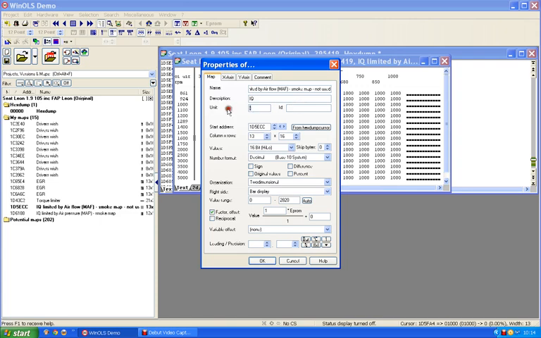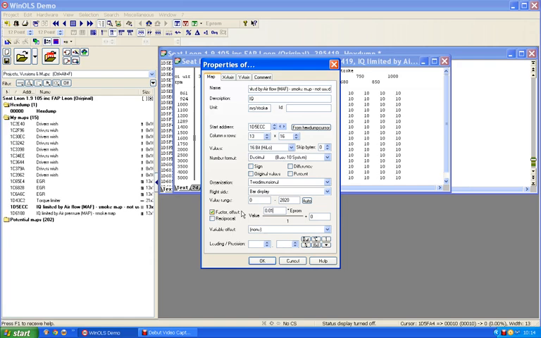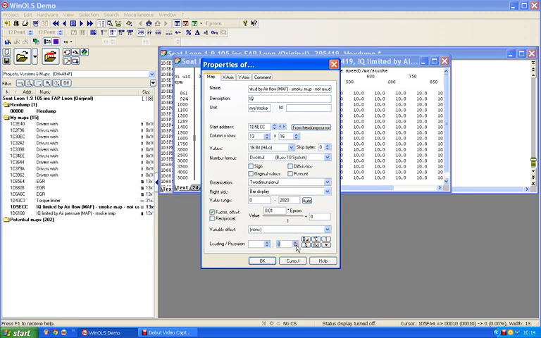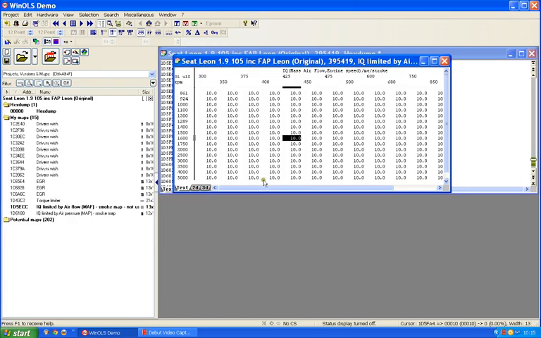Right, so what we've got coming out of this map obviously is injection quantity, so I'm just going to call that IQ. I'm going to put in there milligrams per stroke, which is obviously the fueling. We know by now that that will be 0.01, and I'll give this 1 point after the decimal point. Let's have a look and see what we've got.